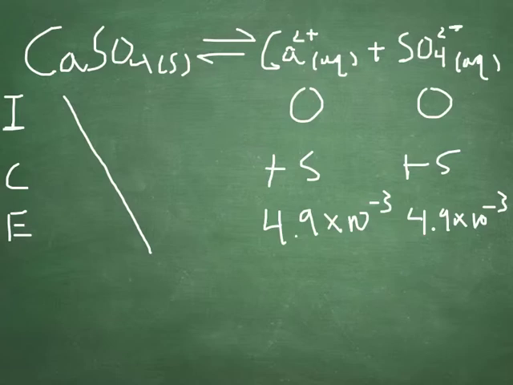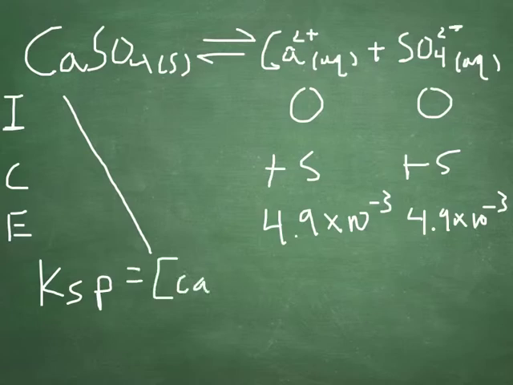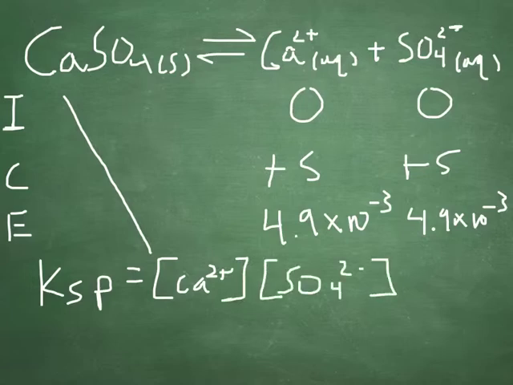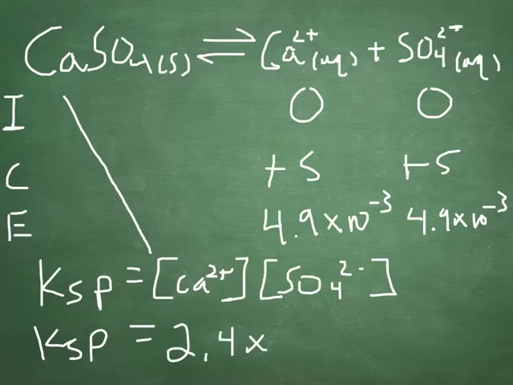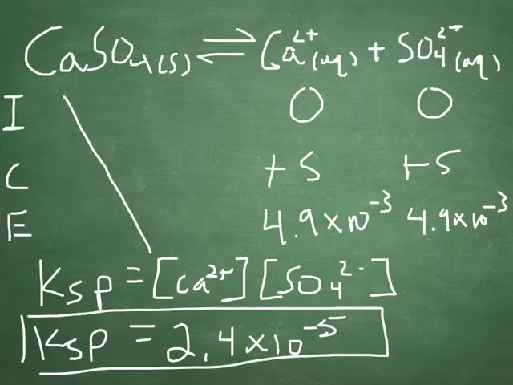So KSP is equal to the concentration of calcium 2 plus times the concentration of SO4 2 minus. This is not a trick, and therefore the KSP is equal to 2.4 times 10 to the negative 5. No units on KSP. There it is. That's how you do the first type. Let's move on to type 2.